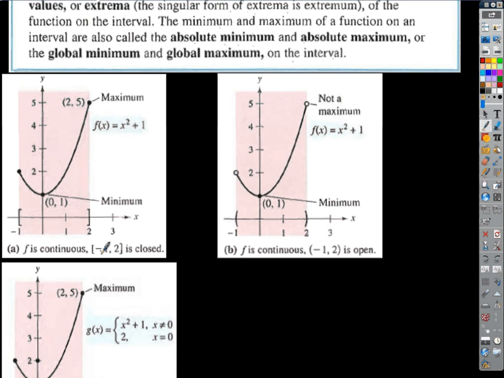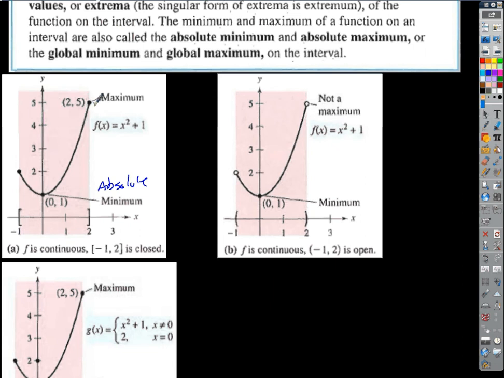It does. The minimum is at the vertex. And so here's a case where we would call this an absolute minimum because we're talking about a specific domain. Okay? Does it have an absolute maximum? No. It does. Right there. Because that's the end of the domain.